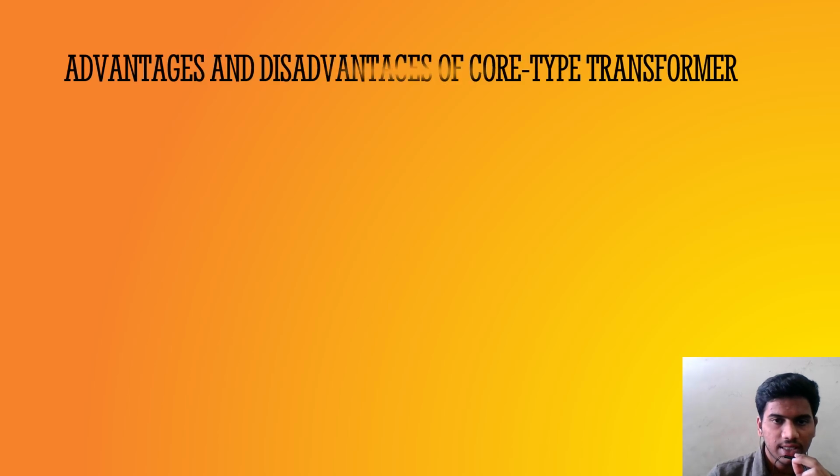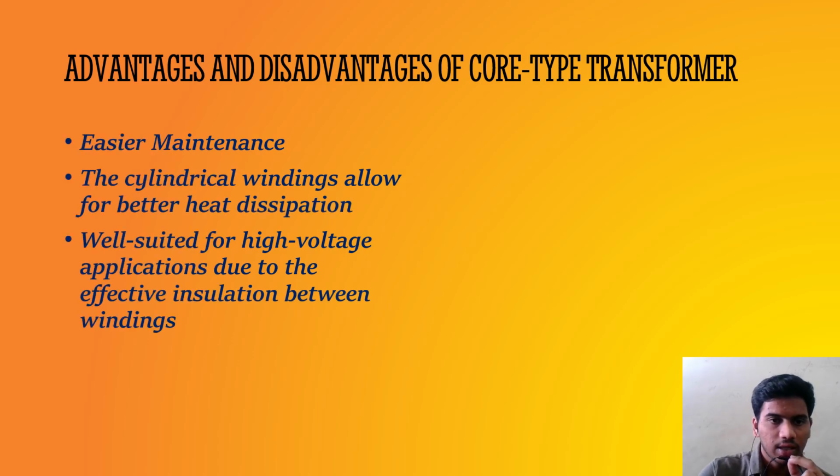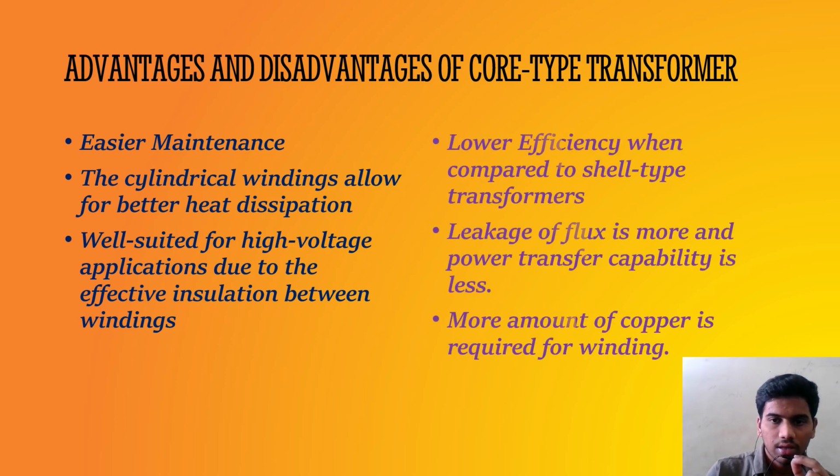Coming to advantages and disadvantages of core type transformer. First, advantages of core type transformer are they are easier in maintenance. The cylindrical windings allow for better heat dissipation, and they are well suited for high voltage applications due to effective insulation between the windings. Coming to the disadvantages, these are lower efficiency when compared to shell type transformers. Leakage of flux is more and power transfer capability is less. More amount of copper is required for windings.